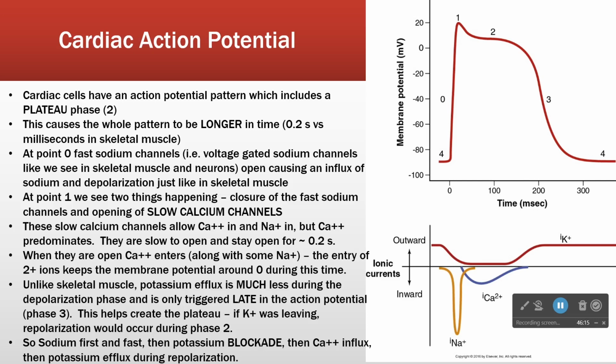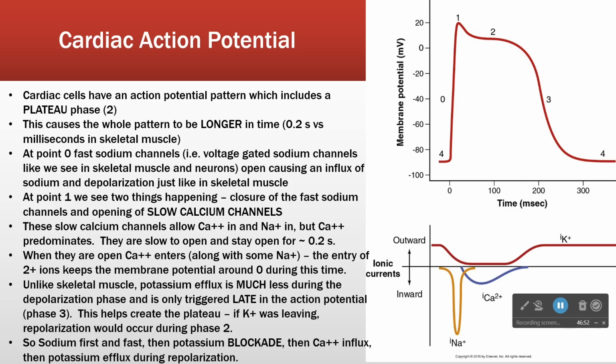And then, unlike skeletal muscle, the potassium efflux, how much potassium is leaving, is much less during phase 3 than it is, or it's much less during depolarization. And it's only triggered late, like in that point there. So sodium is first and fast. Then there's a kind of potassium blockade where potassium just isn't moving very much, right? You can see that here. This is the blockade. Our outward flow of potassium originally slows to almost zero when calcium is entering. Do you see that?